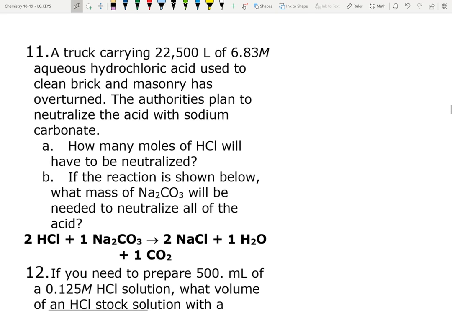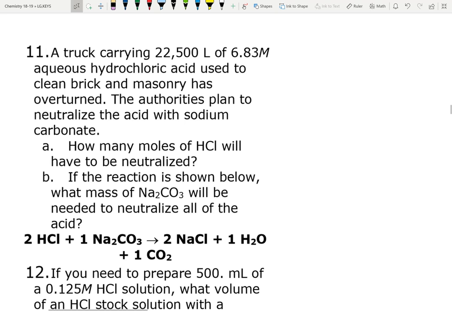So this particular truck is a pretty big truck. It's got 22,500 liters in it. That's a bunch. All right, so we're looking at like a 5,000 or 6,000 gallon truck of hydrochloric acid that's dumping out all over the place. And it's got its molarity at 6.83 moles per liter. It says that they're going to come and neutralize the acid by putting sodium carbonate on it.